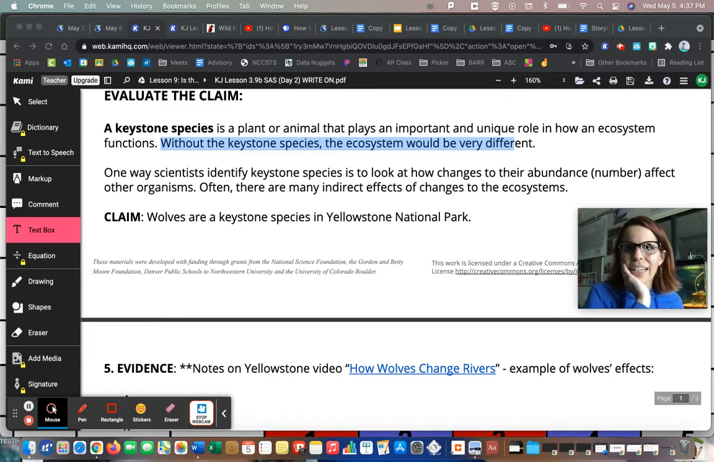So here's a claim. We're going to take a look at a different keystone species and see why this species is identified as a keystone species. So here's the claim. Wolves are a keystone species in Yellowstone National Park. Again, that means that they are super important in the balance of that ecosystem because they have an impact on so many other plants and animals.